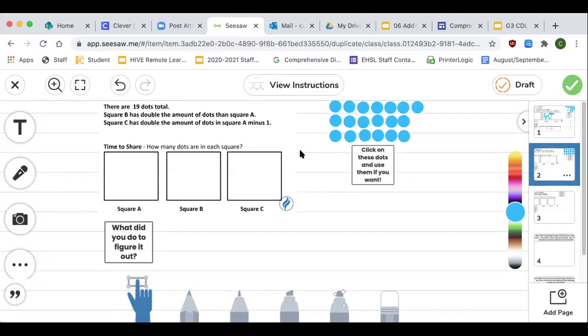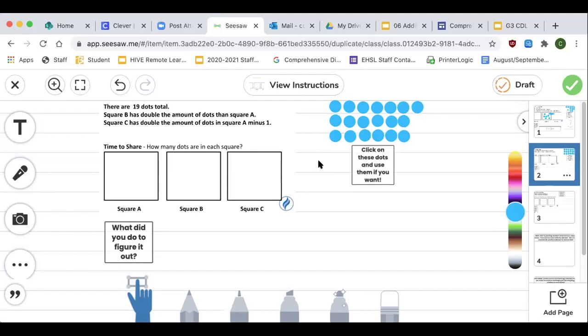On page 2, you're going to do something similar, but this problem is a little bit different. There are 19 dots total. So altogether, 19 dots. And then it gets a little trickier. Square B has double the amount of dots than square A. Okay. Square C has double the amount of dots in square A minus 1.